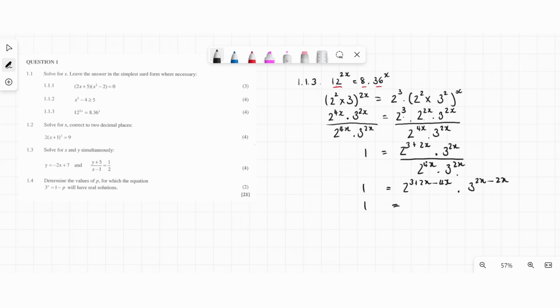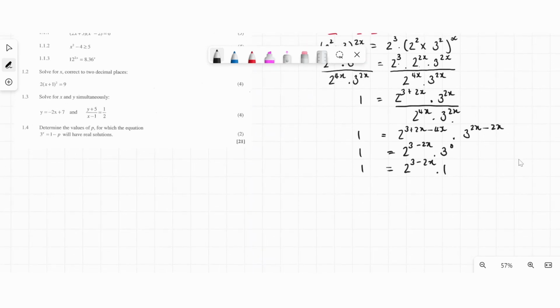Group everything here. So it's going to be 2 to the power 3 minus 2x. And here it's the same as 3 to the power 0. So I'm going to have 1 equals 2 to the power 3 minus 2x. And this is the same as being multiplied by 1. So now I can change this one, right? This one is the same as saying 2, because I want the same base.